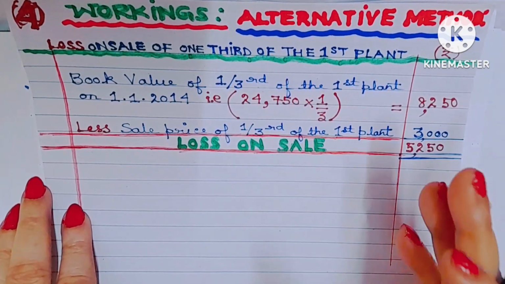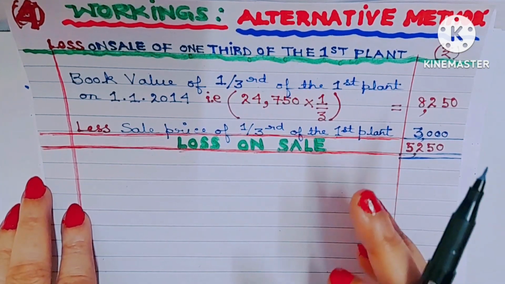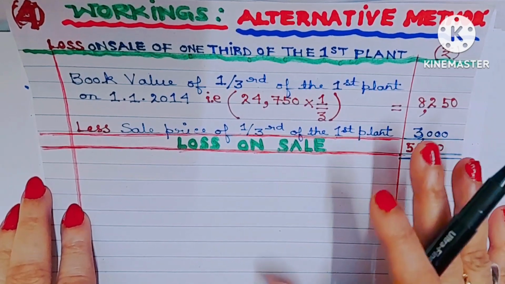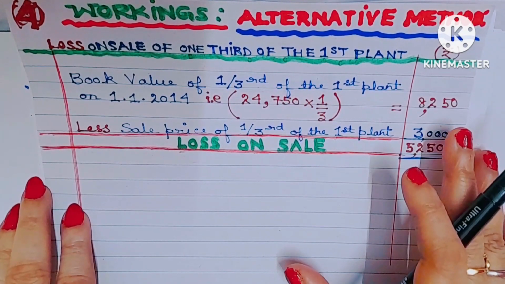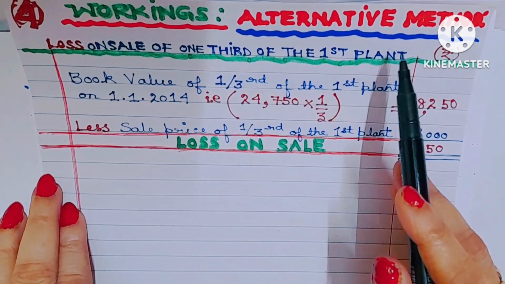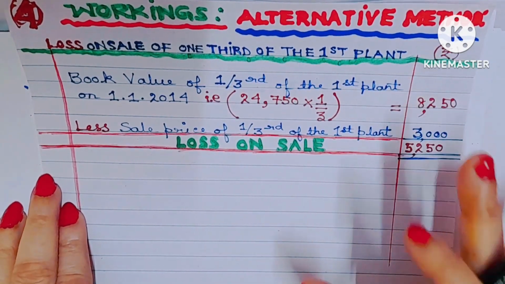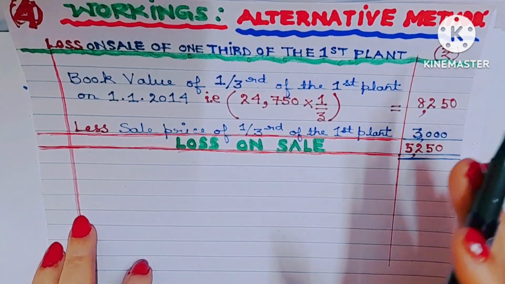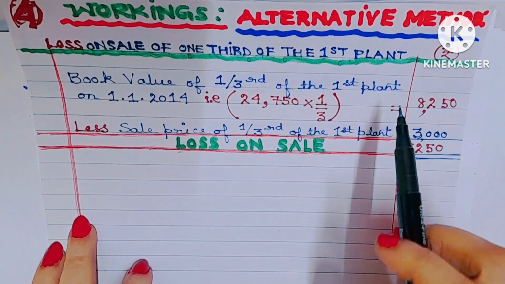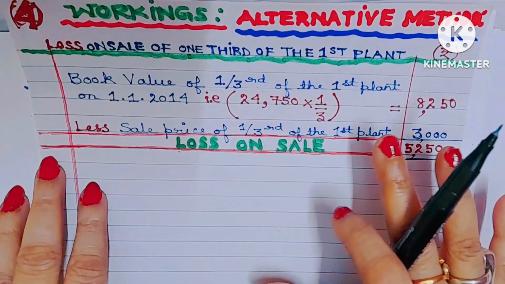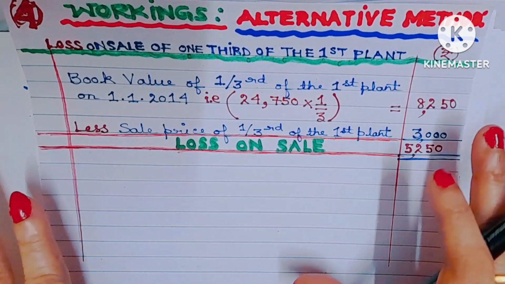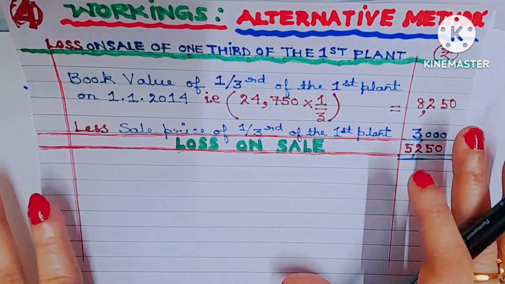So we don't have to charge depreciation. Why? 1st January 2014 থেকে 1/3 of the first plant business ছিল না. Plant যদি business না থাকে তুমি কাকে চার্জ করবে? So we don't have to charge any depreciation. This is the alternative method. The only difference is the last method I've shown you the 3 years. But in this alternative method, I've shown you only the year of sale. Understood? Both are correct. Whichever you find easy, you can do it.